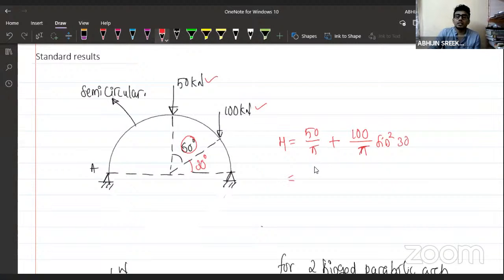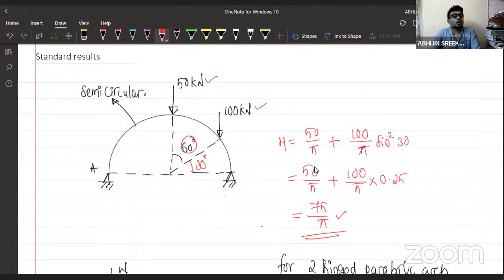Give me the answer here. It will be 50 by pi plus 100 divided by pi. Sine 30 is 1 by 2, that is 0.5. Sine square 30 is 0.25. So 50 plus 25, I think it is 75 divided by pi. You can just correct me if I'm wrong. Okay. Horizontal reaction here will be equal to 75 divided by pi.